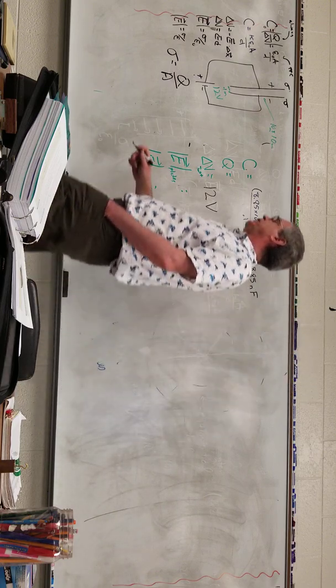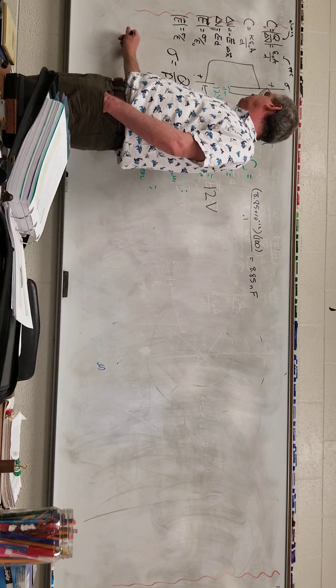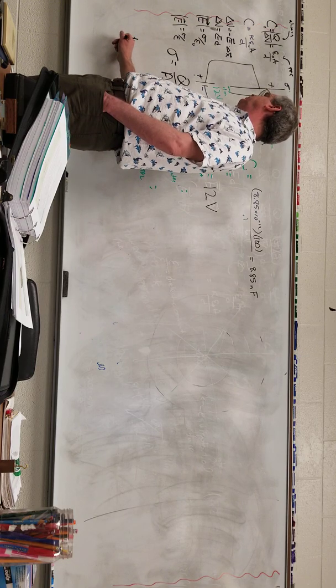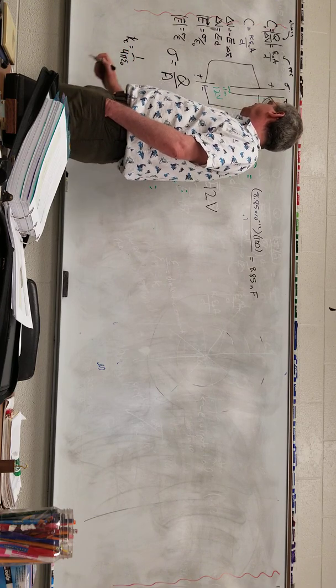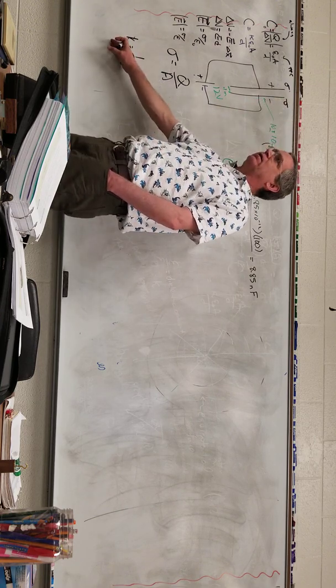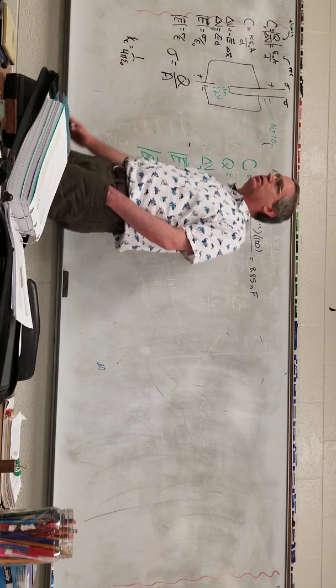You can also find it that the Coulomb's constant, or electrostatic constant, is 1 over 4 pi epsilon sub naught. And that's roughly 9 times 10 to the 9th. So that's all for epsilon.